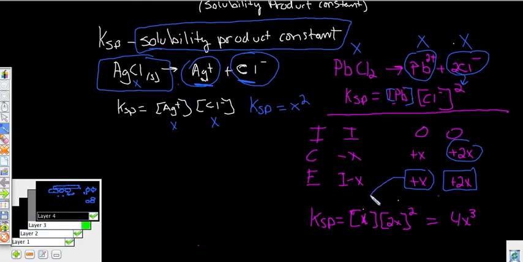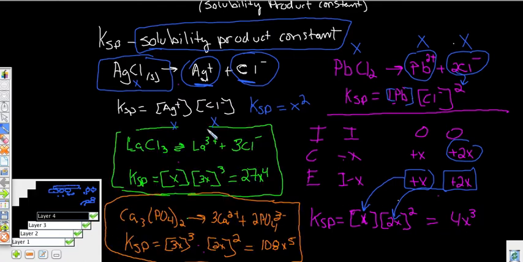And so what we do is we just insert our ICE table values into our KSP expression in place of the names for our actual ions. So we put them in there. And then this exponent remains here because that's part of the expression. And so what we have is x times 2x squared. If you were to multiply that out, you end up with 4x cubed.